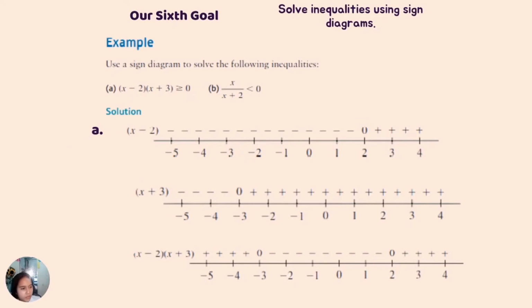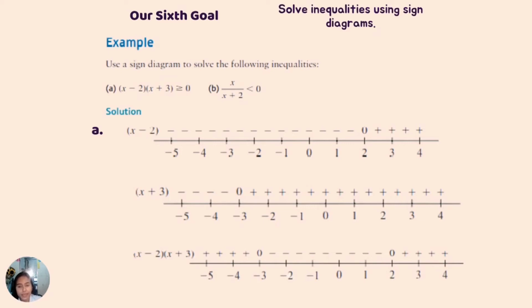So our sixth goal is to solve inequalities using a sign diagram. So example, use a sign diagram to solve the following inequalities. Letter A, the quantity (x minus 2) times the quantity (x plus 3) greater than or equal to 0. So we know that the factor x minus 2 is 0 when x is equal to 2. If x is less than 2, the factor is negative. For example, when x equals 1, the factor takes the value negative 1, which is less than 0. When x is bigger than 2, the factor is positive.